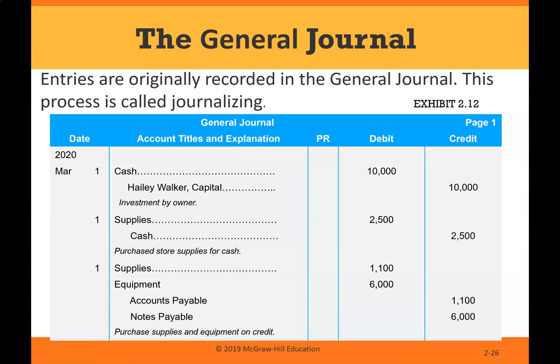On the 1st, she also bought additional supplies of $1,100. She bought equipment of $6,000, and she's paying $1,100 later, and she signed a note, a bank note, to pay the remainder later as well. So supplies and equipment are both assets. To increase those accounts, we debit them. Accounts payable and notes payable are both liabilities. To increase those accounts, we credit them.